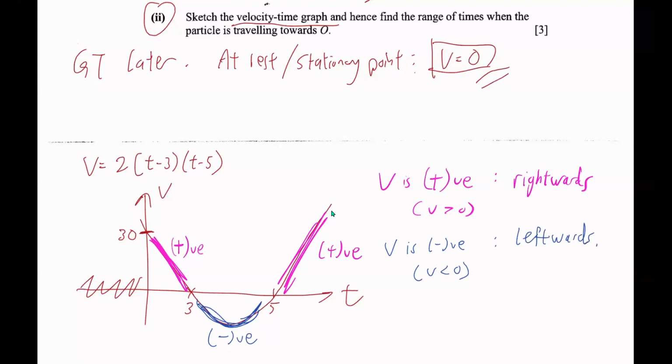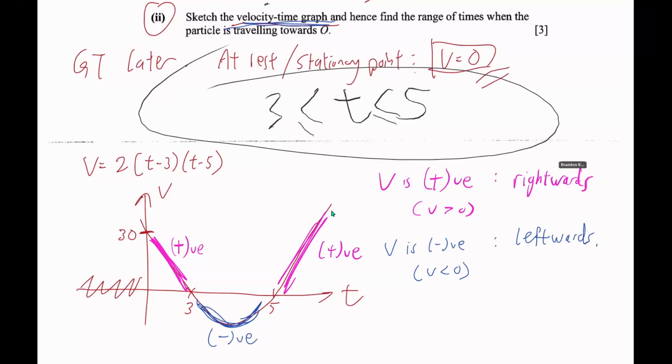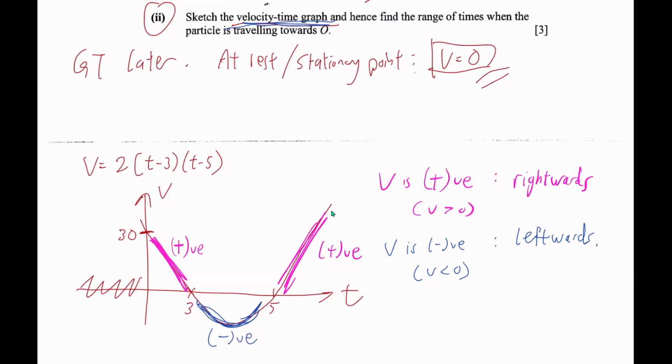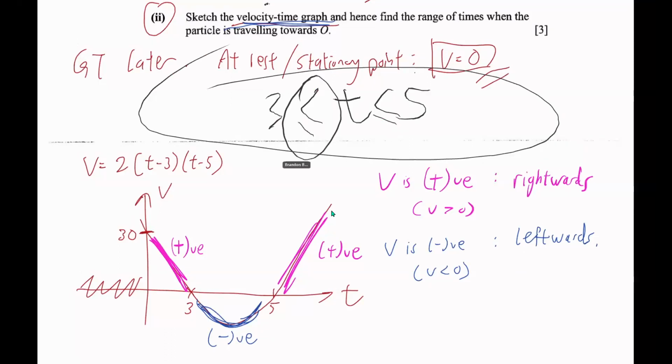Okay, so sketch the velocity-time graph. Let's read the question first. Sketch the velocity-time graph and hence find the range of times when the particle is traveling towards O. Is this what it means? Oh, sorry, towards O. Let me think a bit.